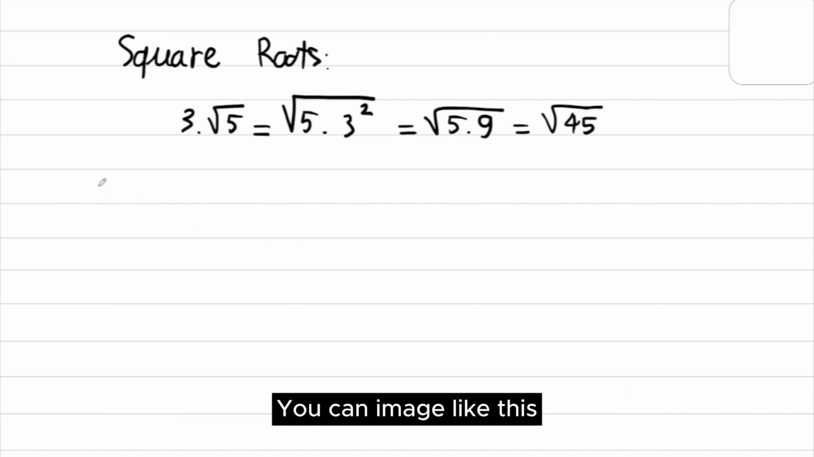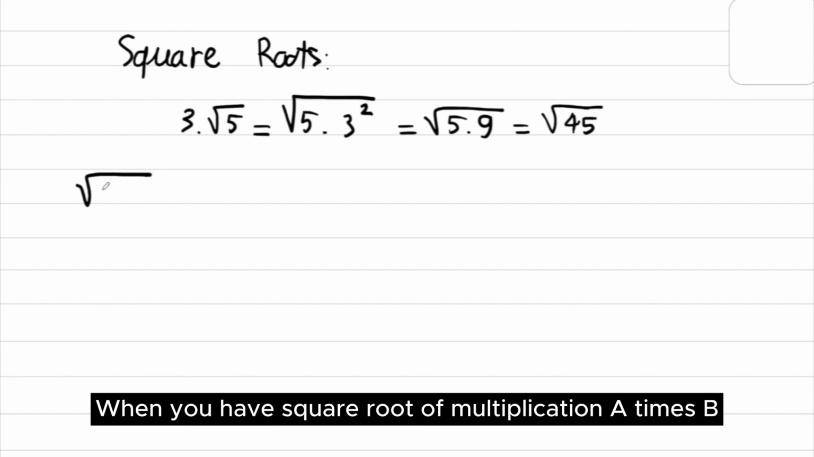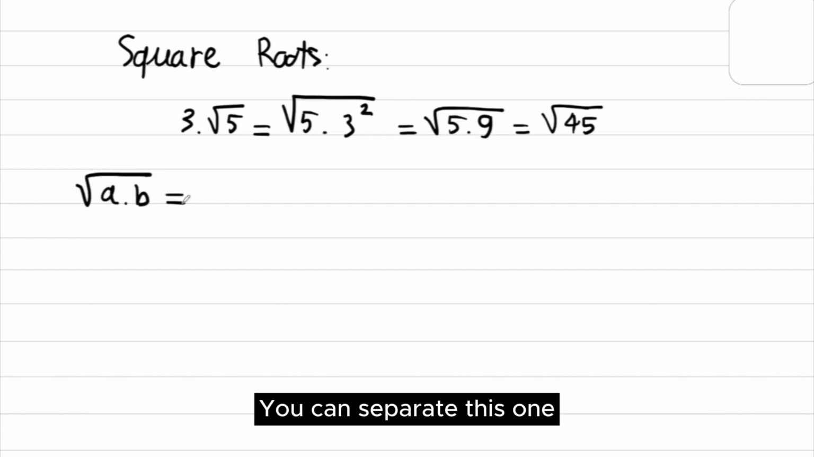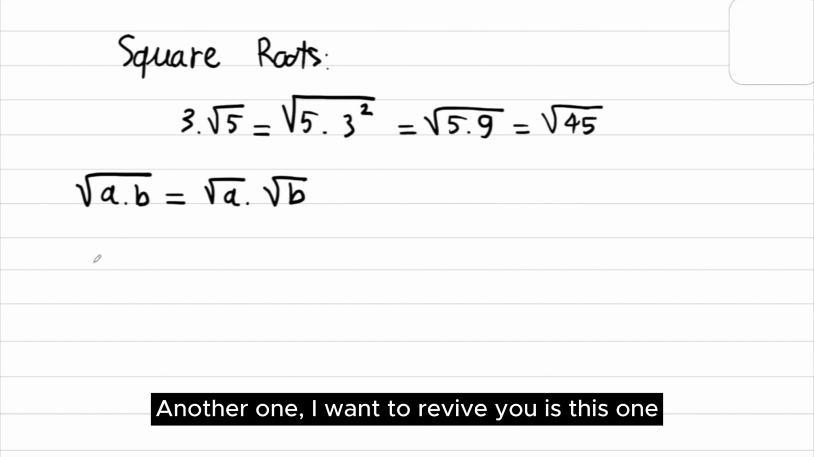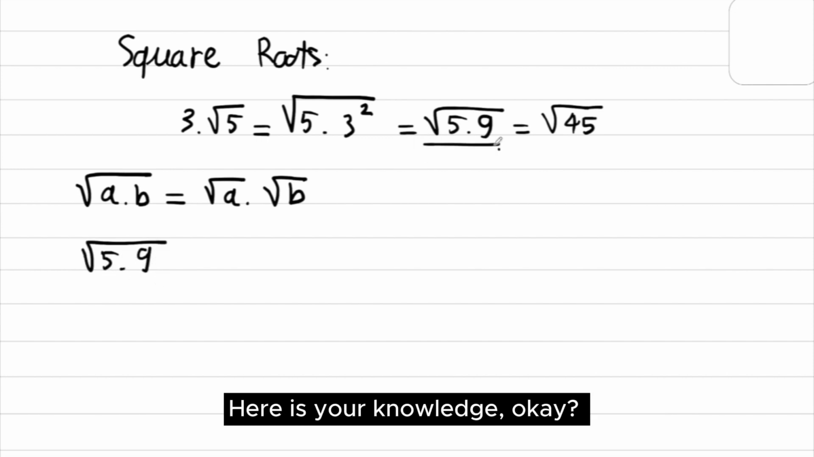You can imagine it like this. When you have the square root of a multiplication, a times b, you can separate this into 2 square roots here and here. Another one I want to revise for you is this one. Here is your knowledge, okay?